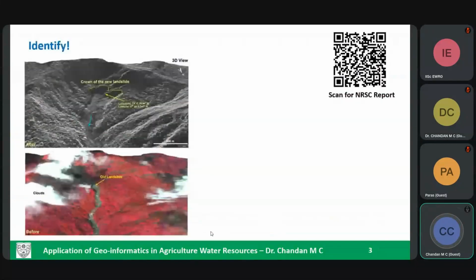So if you look at this image, this gives a powerful signal of why geospatial techniques, or geoinformatics, are important today. This is the recent event we saw in the Wayanad area, on the 30th of July 2024. We saw a catastrophic event in the Wayanad area. So if you look at the figure here.